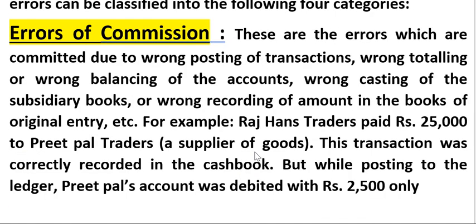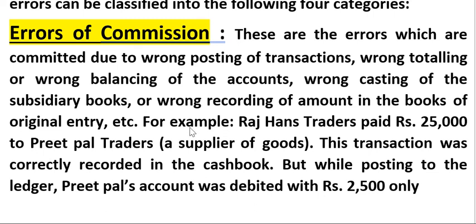Number one is the error of commission. These are the errors which are committed due to wrong posting. So the word wrong is very important, you can keep it in mind. That means wrong posting of a transaction, wrong totaling, wrong balancing of an account, or wrong casting of subsidiary books. So whenever we commit a mistake by doing something wrong, it is called error of commission.